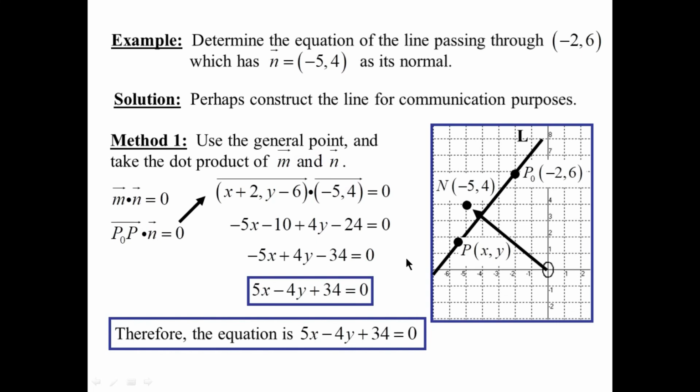How did we do this again? Put a general point on there, found the direction vector, found the normal vector, made their dot product happen, and equaled it to 0.